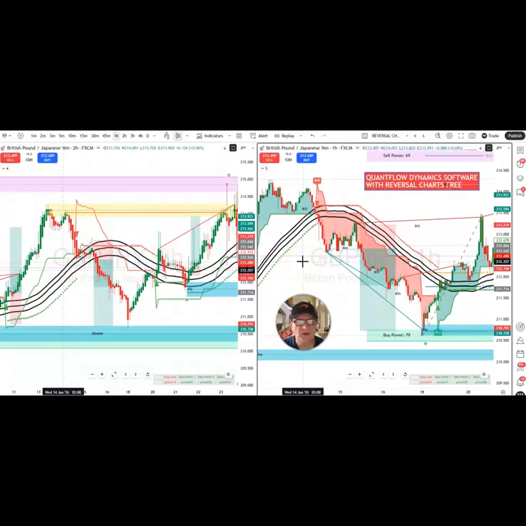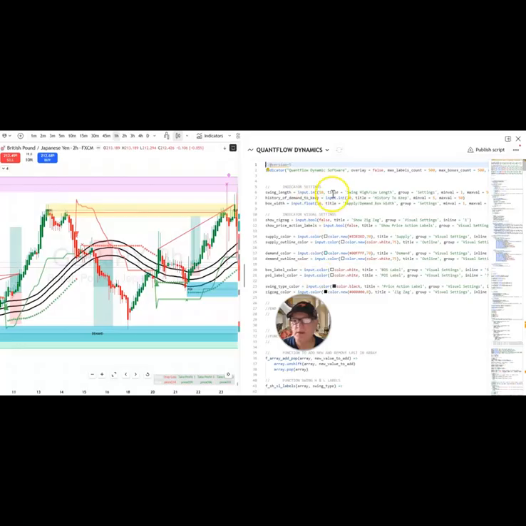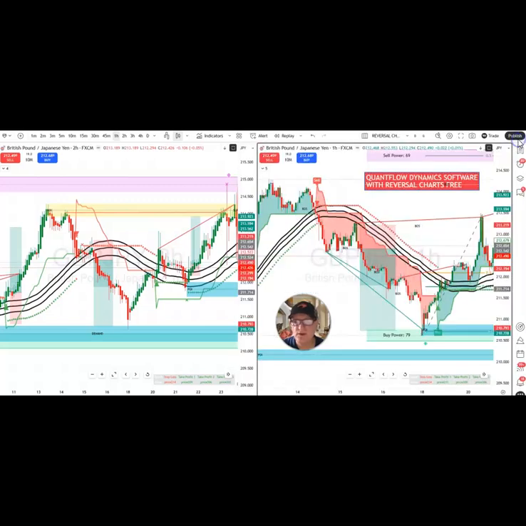The QuantFlow Dynamics software is a Pine script code, and you just copy and paste into this and add it to your chart, and you don't need any other indicators. I do have other indicators on here, but they're not absolutely essential to get the success that you deserve.